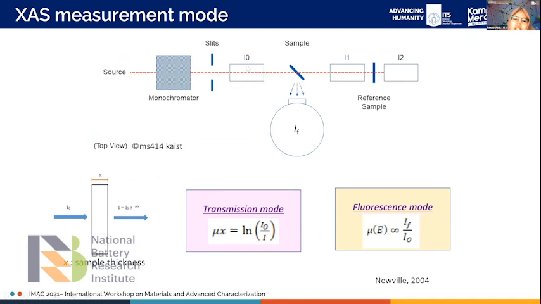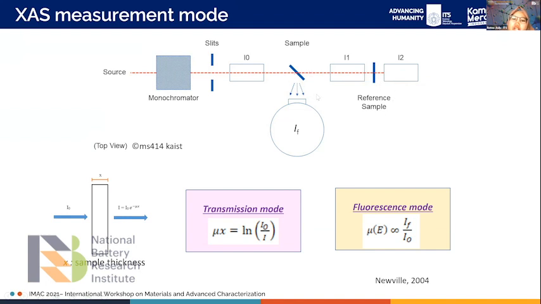I zero, or I naught, is the initial information. This is the initial intensity of the incident X-ray, and then when this X-ray passes through the sample, the information is represented by I1. And then once again, the X-ray will pass through the reference sample, and then we can get the information as I2. So here the reference sample is used to normalize in analyzing the data.